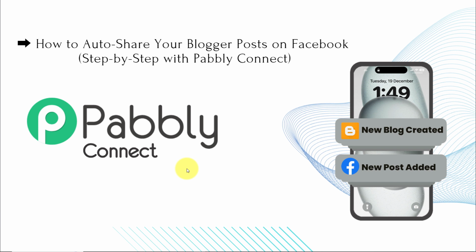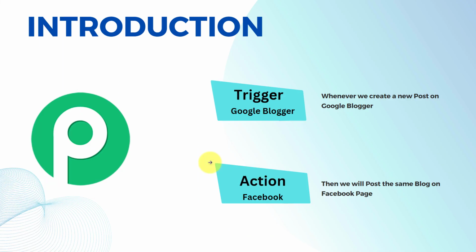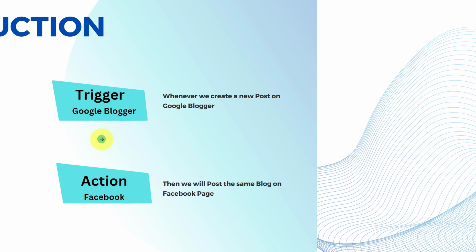Now here we are going to use Pabbly Connect to automate this entire process. In Pabbly Connect, we need to set up trigger and action. In trigger application, I'm going to use Google Blogger, and in action application, I'm going to use Facebook. So whenever we create a new post on Google Blogger, then it will post the same blog on Facebook page automatically. So for this, we will create an integration between Google Blogger and Facebook.